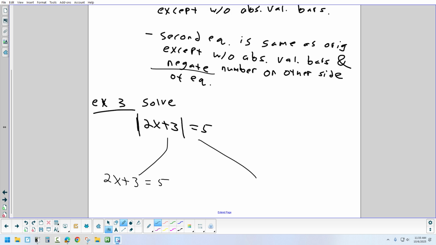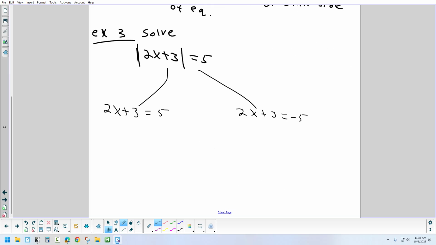What about my second equation? Yeah? 2x plus 3 equals -5. Yeah. And now you just solve each equation. Even though you have two to solve, they're the same steps. Subtract 3 and divide by 2.